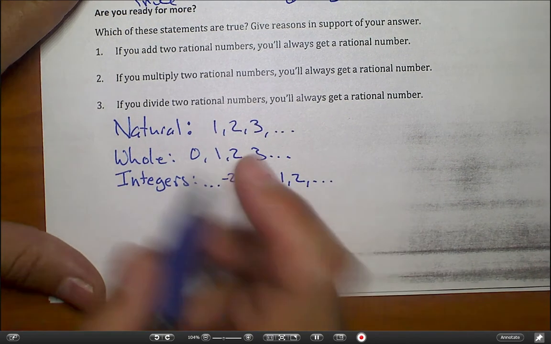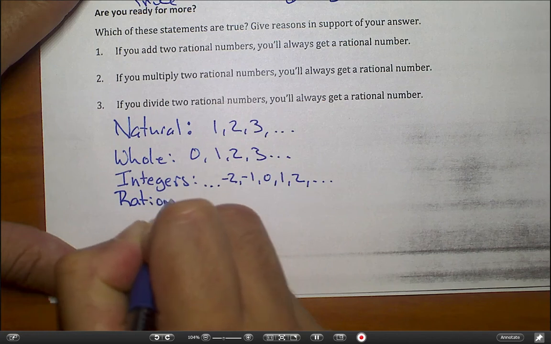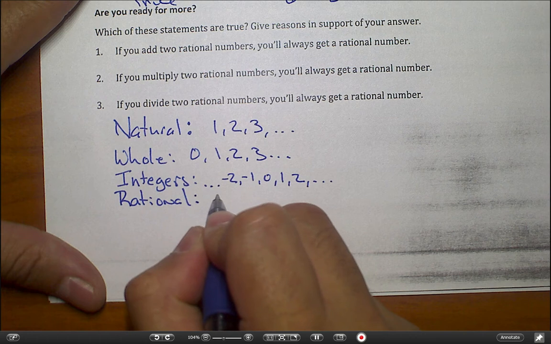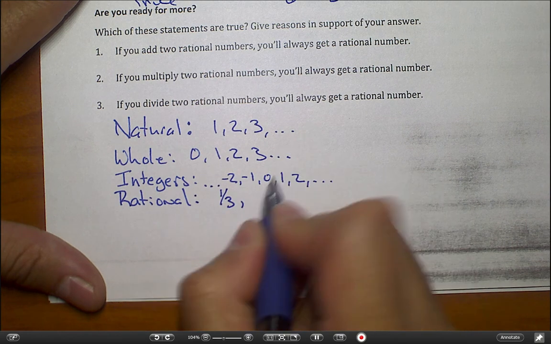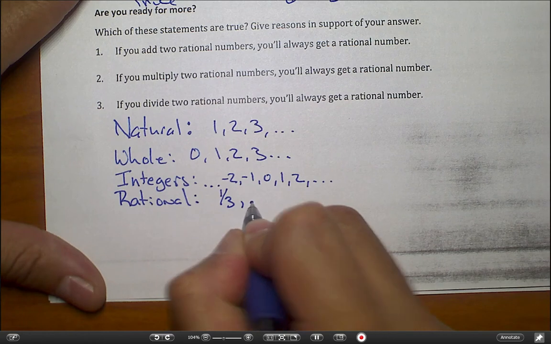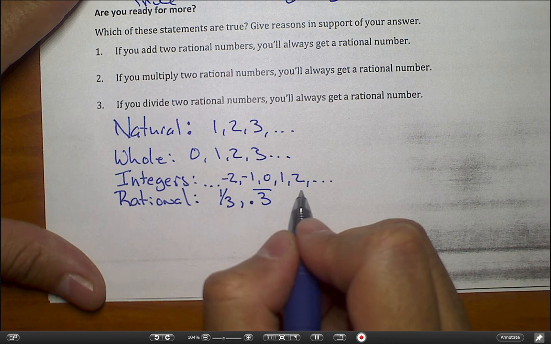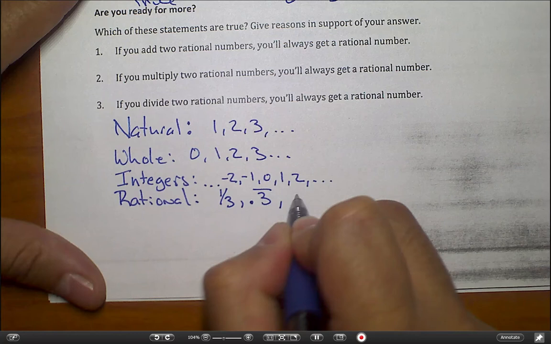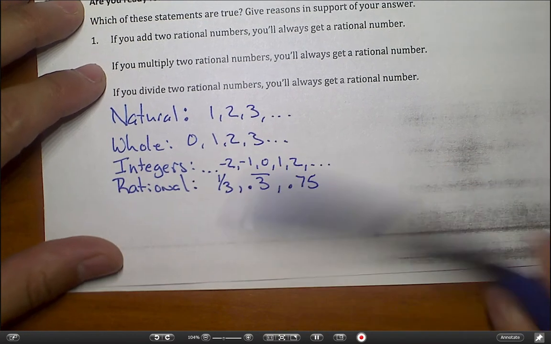After integers, I have rational. Rational numbers are going to be my fractions like 1/3 or decimals that repeat, which would be 0.3 repeating. And the next one is going to be like 0.75. So those are rational.